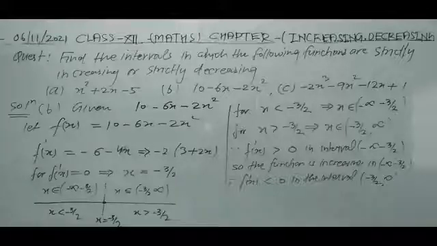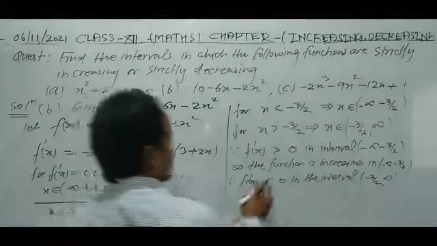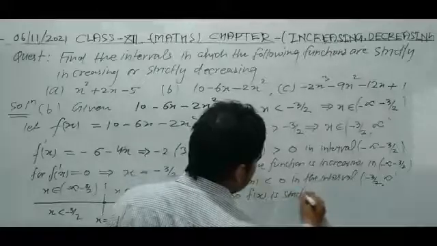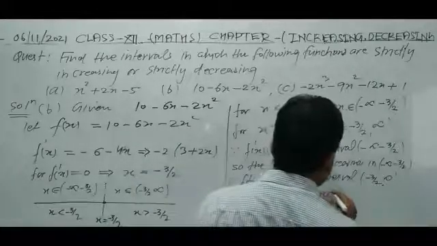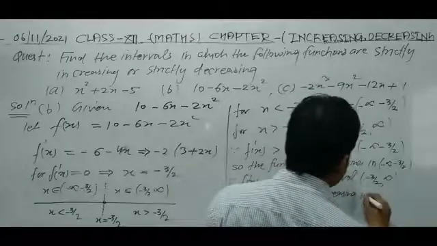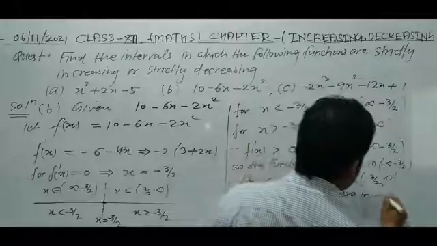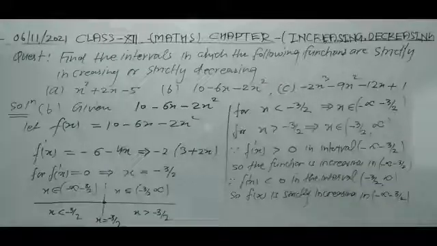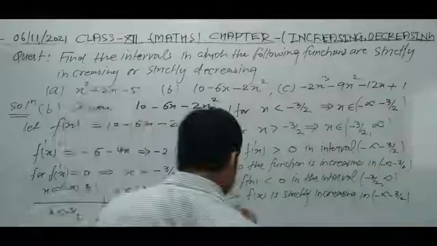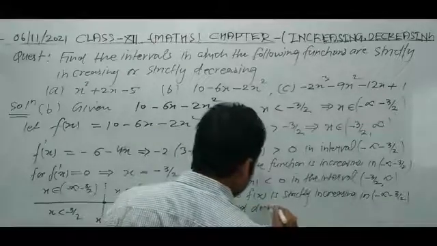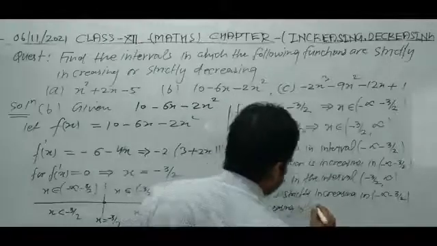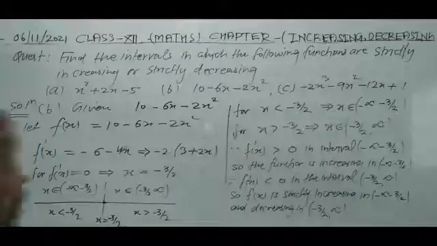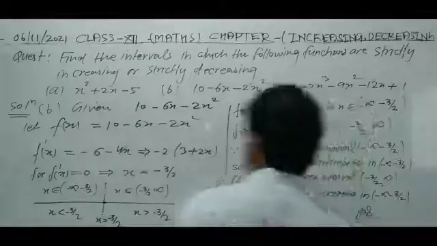So f(x) is strictly increasing in minus infinity to minus 3 by 2 and decreasing in minus 3 by 2 to infinity. Now this is the answer.